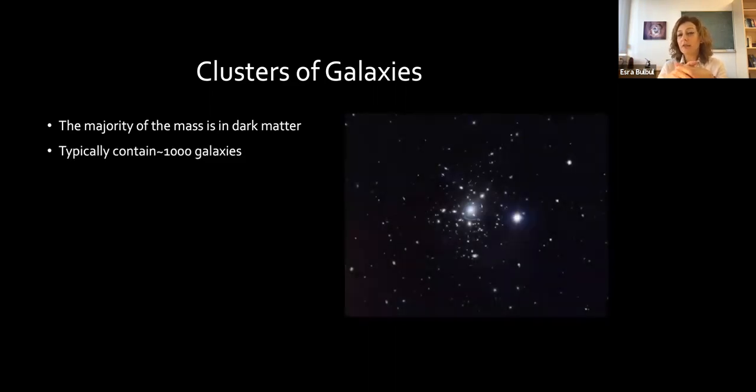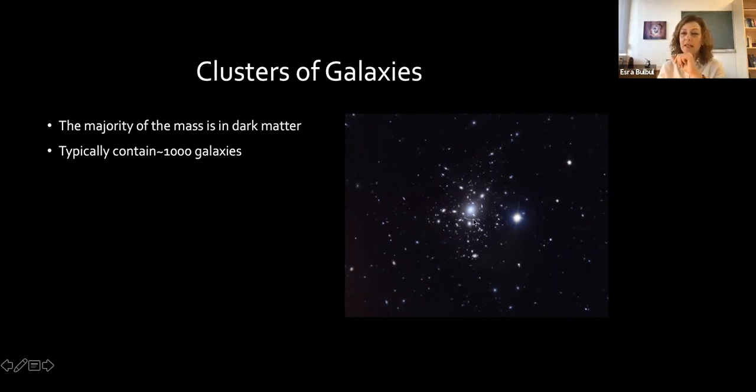The rich ones typically contain about 1,000 galaxies. So if you look at one of these objects in optical light, this is a beautiful Hubble image. You can see its member galaxies. And this very bright one is called the brightest cluster galaxy. It hosts the supermassive black hole, which can be active sometimes.